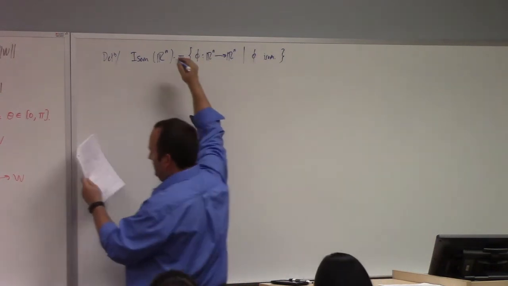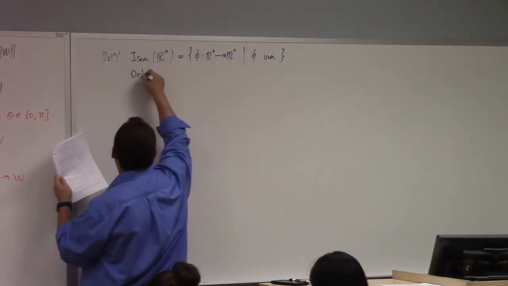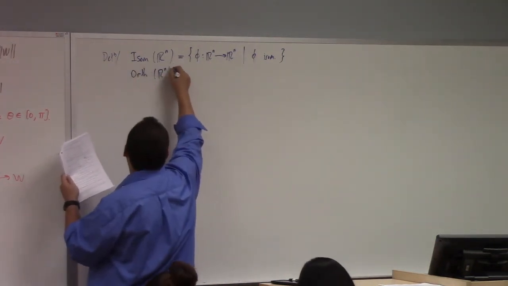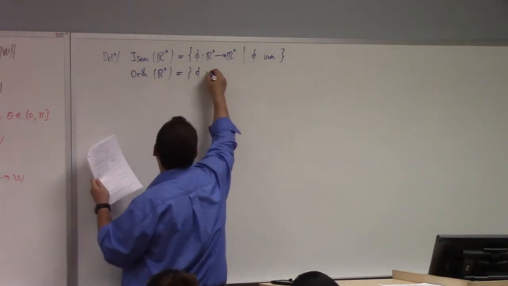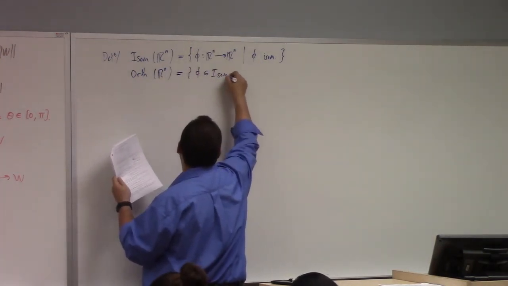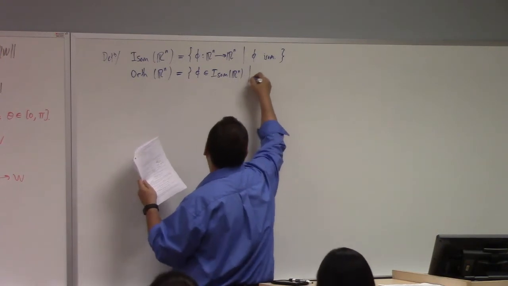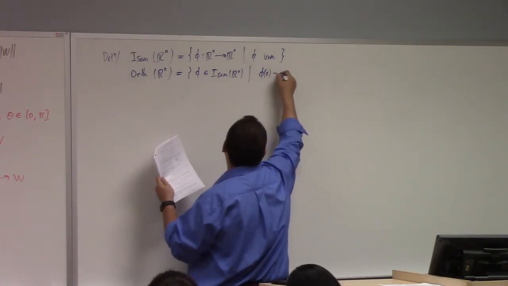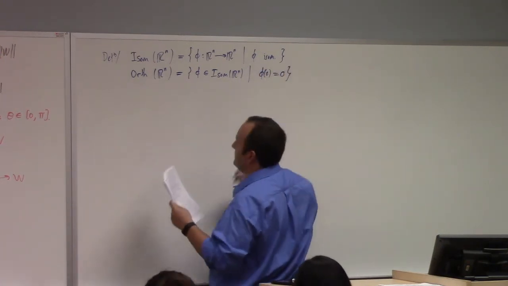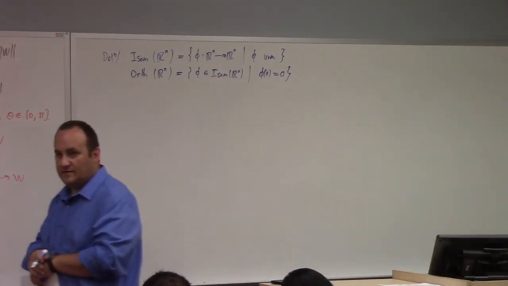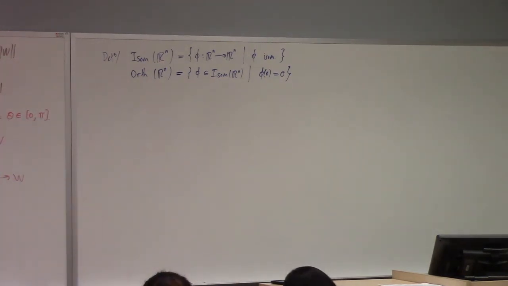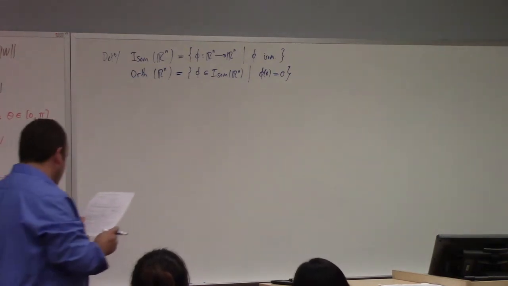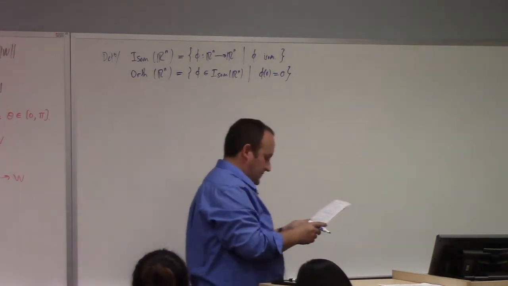In contrast, the orthogonal group of Rn is going to be phi in the isometries of Rn such that phi of 0 is equal to 0. So the orthogonal group, as it's called, is itself a set of isometries, the subset of isometries which fix the origin. So there's that.